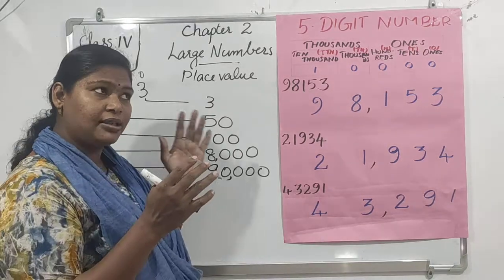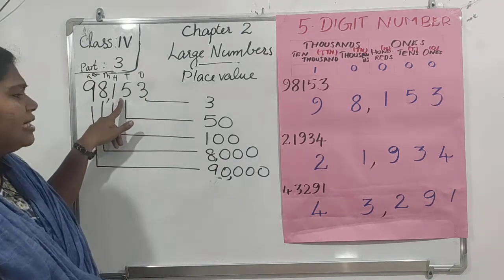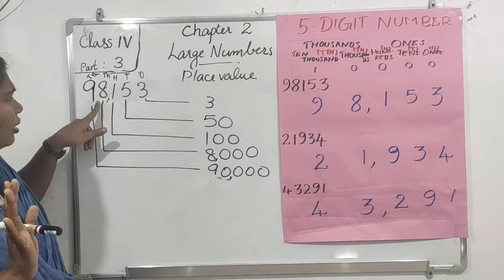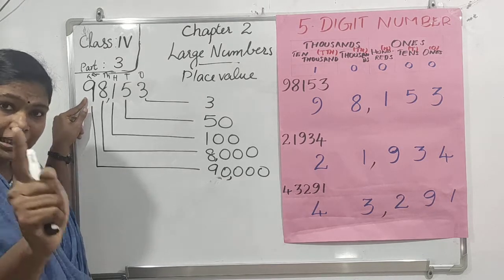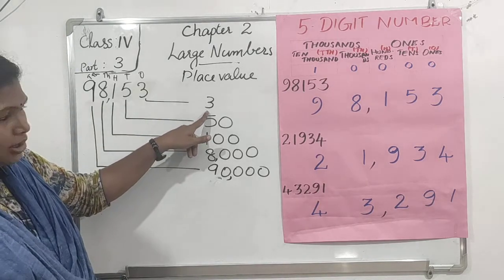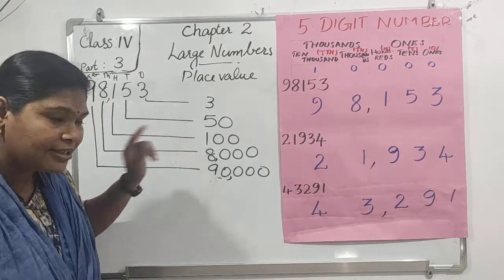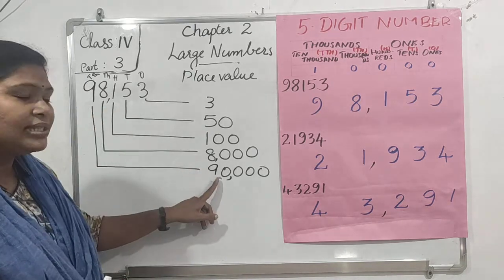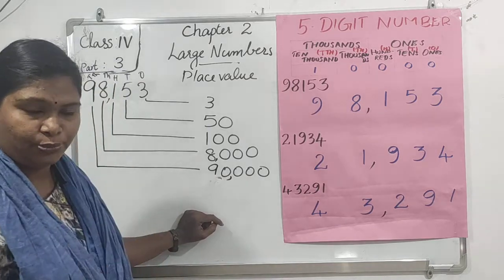You heard about it last year, we already studied the face value also. What is the face value of 3? Just simply 3. What is the face value of 5? Simply 5. What is the face value of 1? Simply 1. What is the face value of 8? 8. What is the face value of 9? 9. But the place value is different. Place value of 3 is 3. Place value of 5 is 50. Place value of 1 is 100. Place value of 8 is 8,000. Place value of 9 is 90,000. That is the difference between face value and place value. Okay.